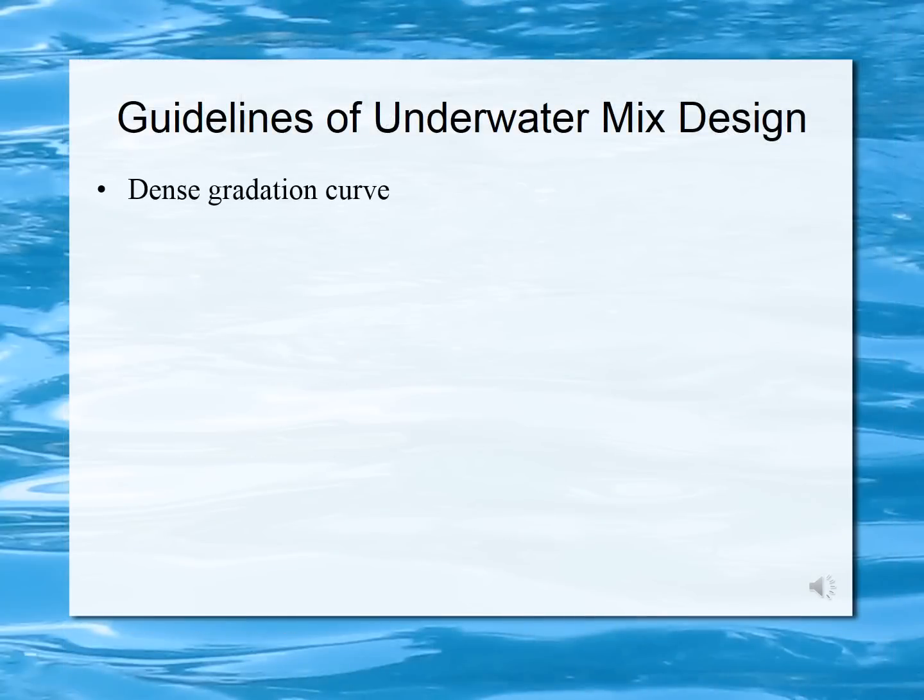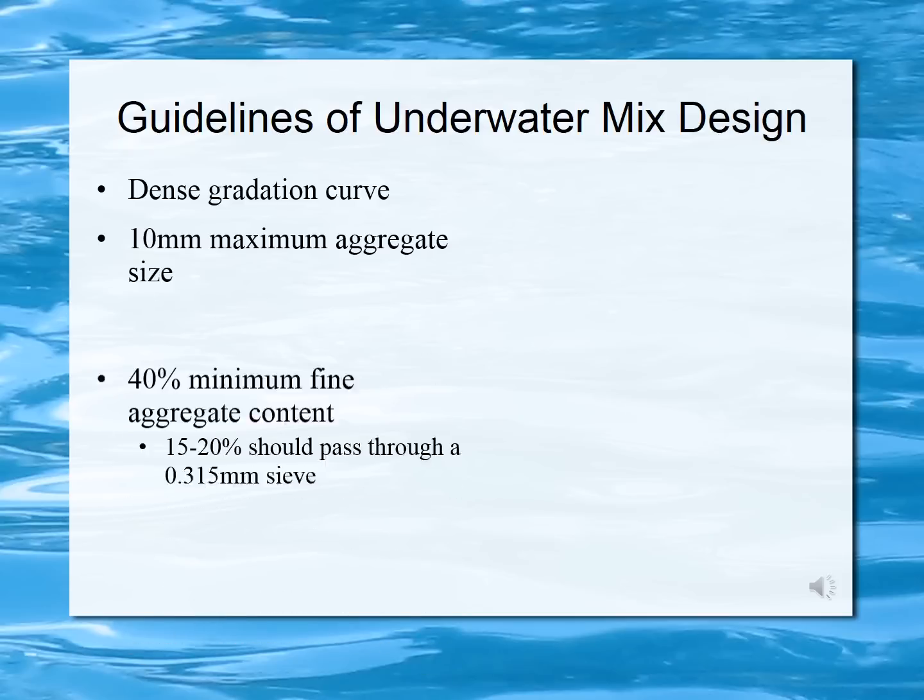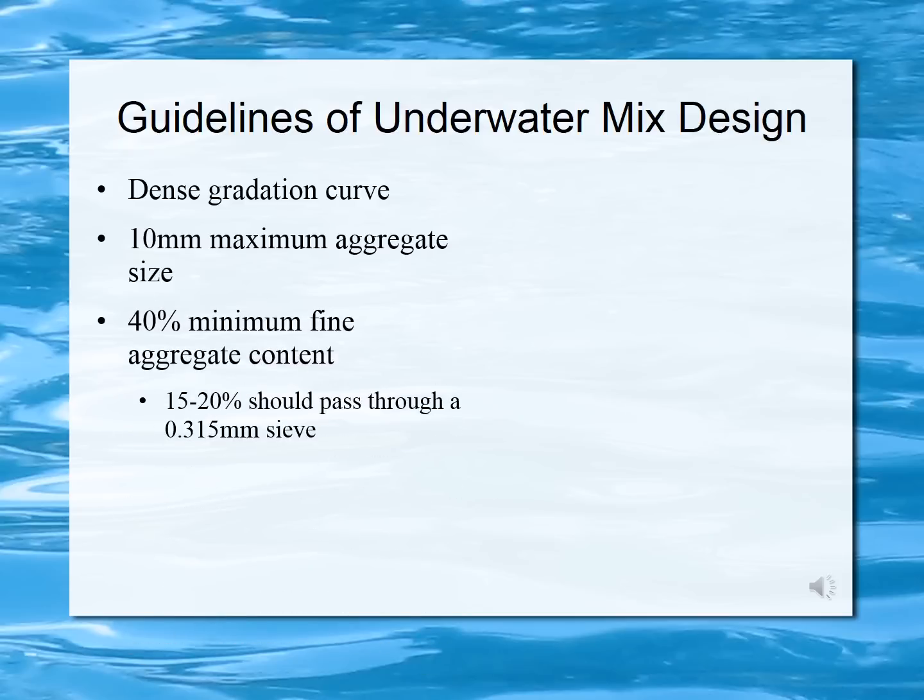A dense gradation curve is most effective along with a 10 mm maximum aggregate size and 40% minimum fine aggregate content. 15 to 20% should pass through a 0.315 mm sieve, which is necessary to enhance the cohesive properties of the concrete. Rounded aggregate achieves a more dense packing and has reduced water demand for a given degree of workability than do crushed rocks. Rounded aggregate generally tends to increase cohesion for a given sand friction and cement content, which results in a reduced tendency to segregation and bleeding.